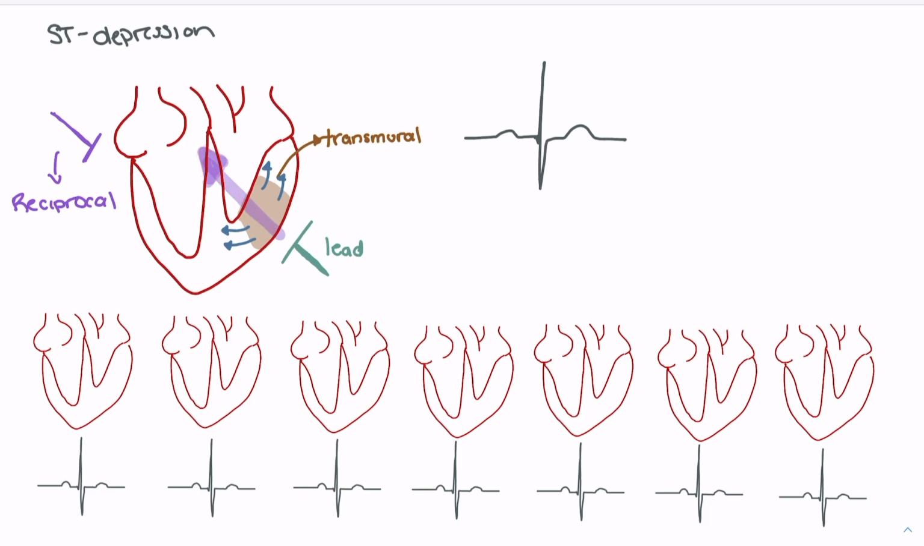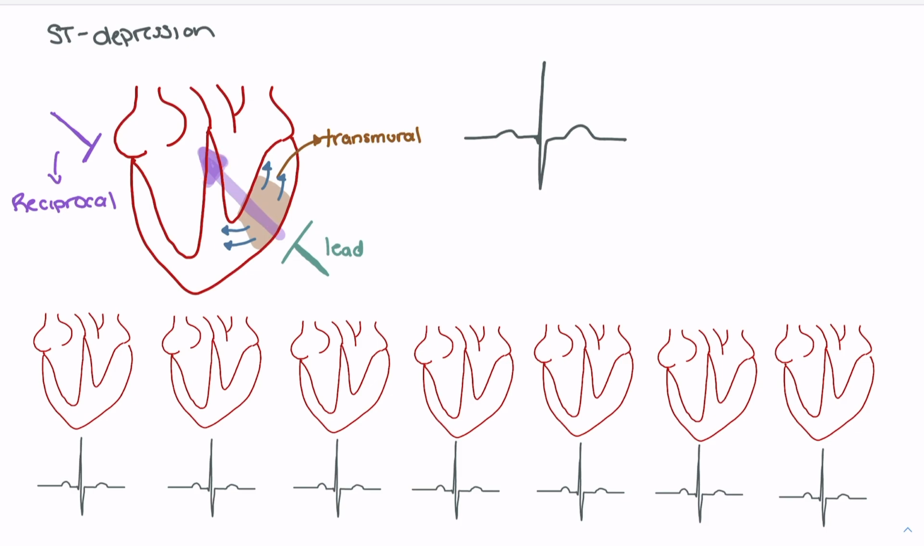In the reciprocal leads, we often see ST depression because we are watching electricity move towards this reciprocal lead, or the opposing lead. Just like we talked about before, electricity moves away or toward a camera, and it changes our baseline. At rest, or when the heart is supposed to be at rest, the reciprocal lead will be viewing this vector moving towards it. Remember, when we talked about ST elevation, we said the vector is moving away from it.